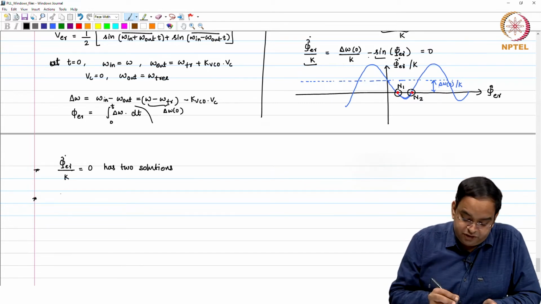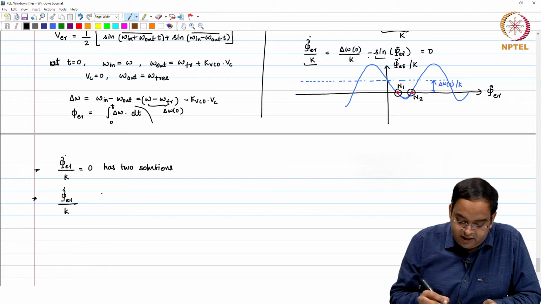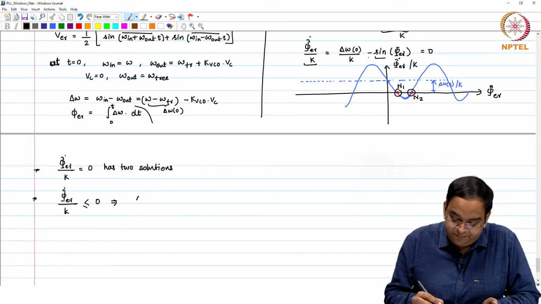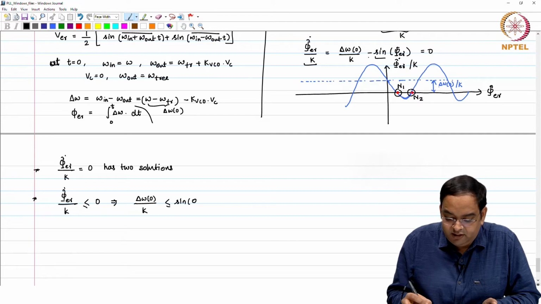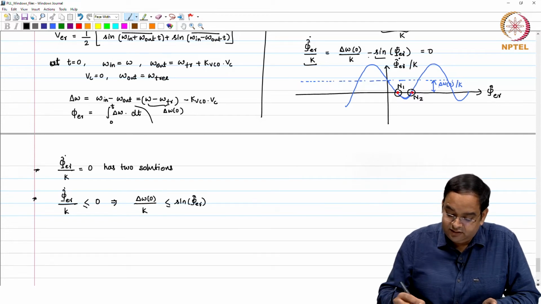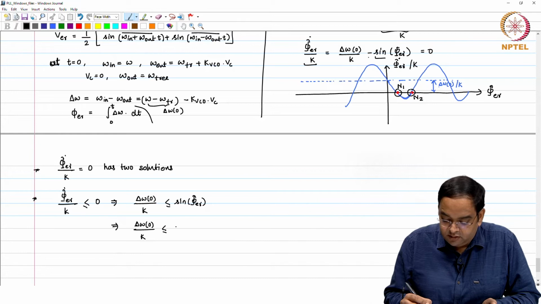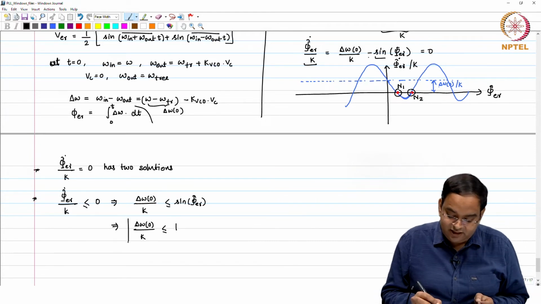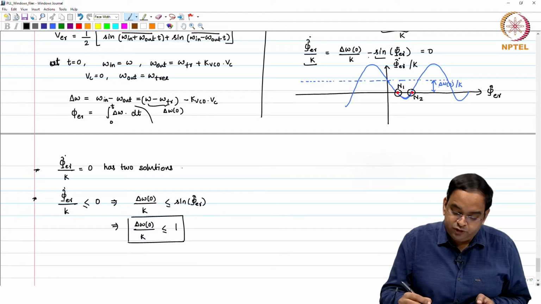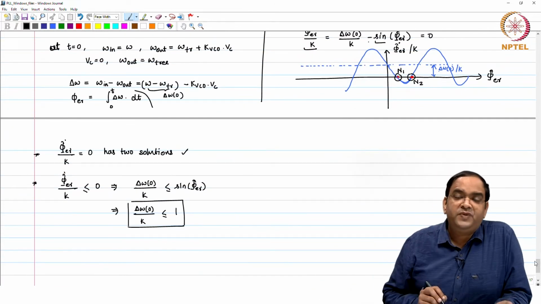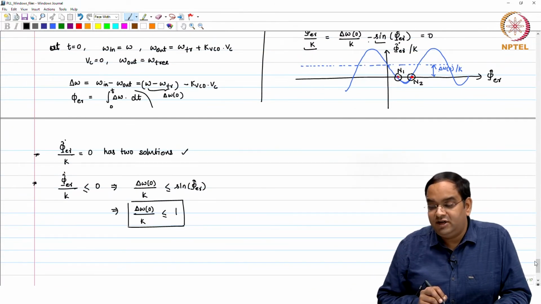You are going to have solutions only when phi error dot by k is less than or equal to 0, which implies that delta omega 0 by k is less than or equal to sine of phase error, and at max the sine of phase error can be equal to 1. So, a solution exists only under this condition, but there are two solutions. So, the question is which solution is the correct solution here, or both of them are correct, or one is correct, which one is correct.